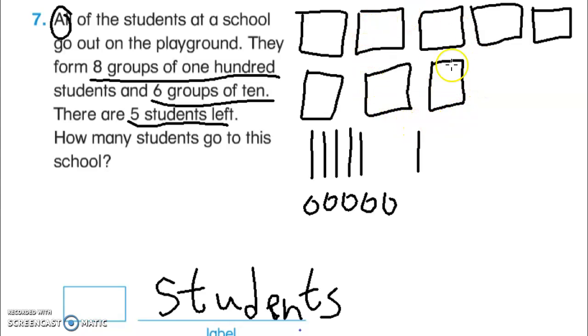So add these all up. You have 800 plus 60 plus 5. Wait a minute, I can just count that. 865. That's your answer. There are 865 students at that school.